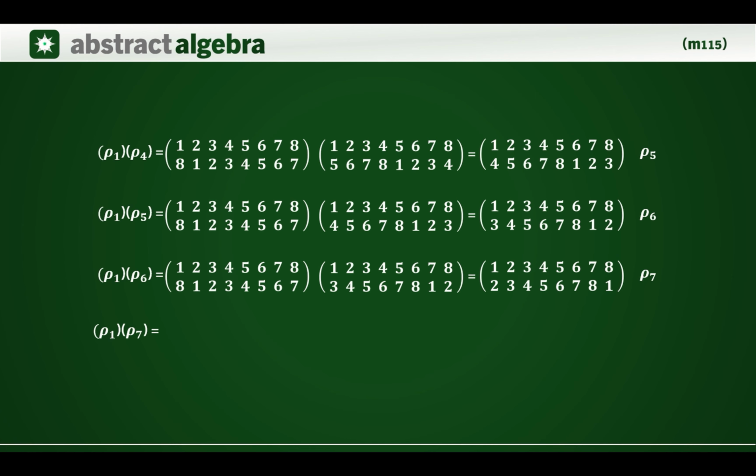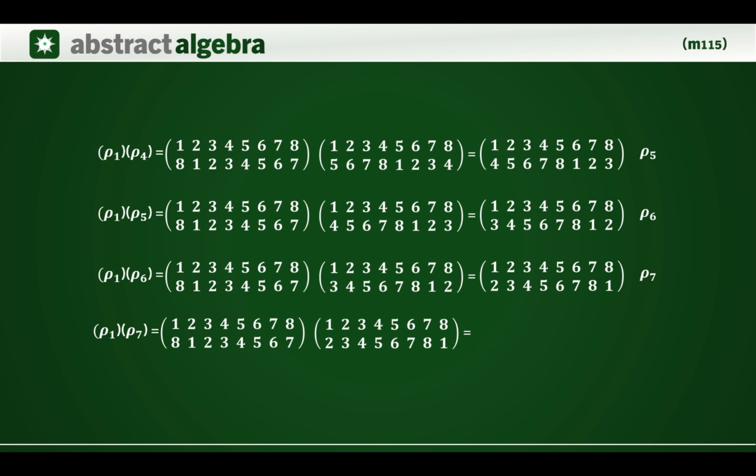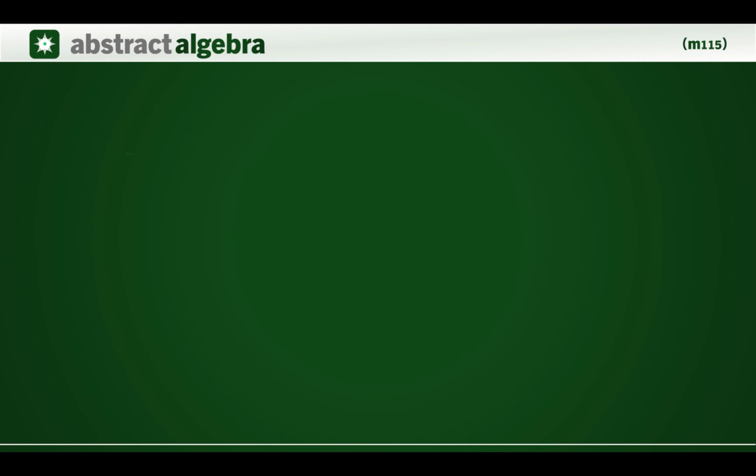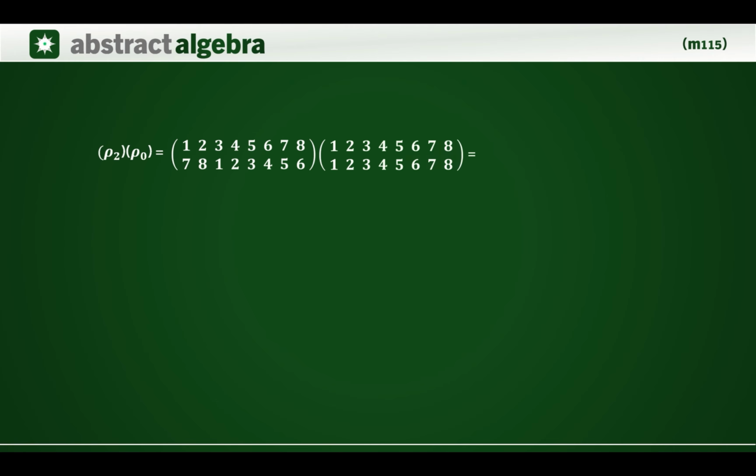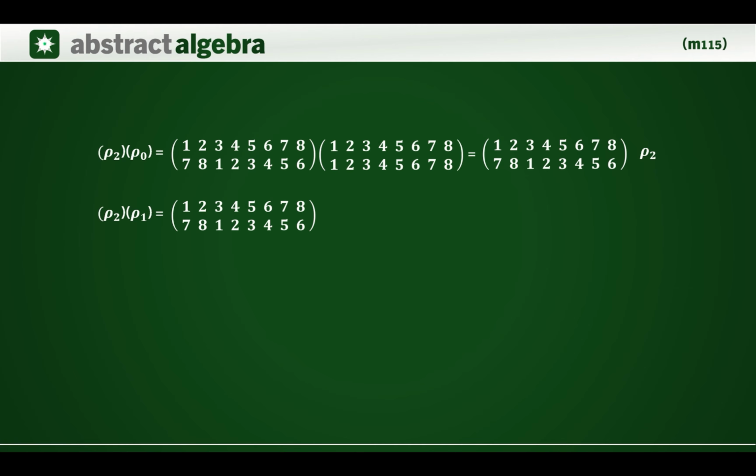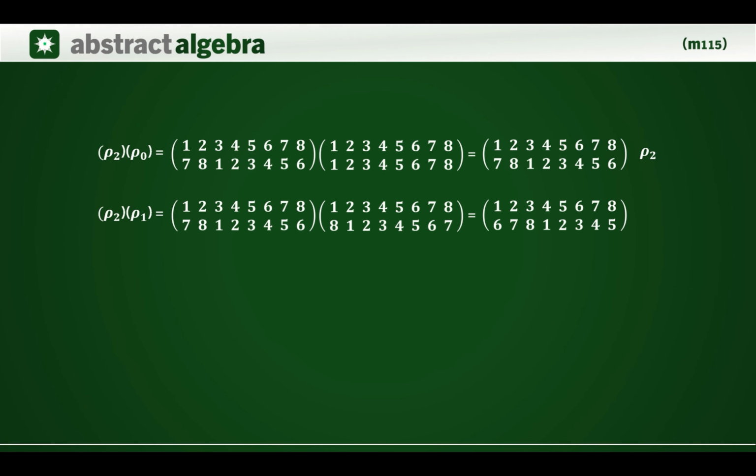Next, the composition of rho sub 1 to rho sub 7 results in rho sub 0. Next, we are going to find the composition of rho sub 2 to rho sub 0. So, the composition of rho sub 2 to rho sub 0 is rho sub 2. Next, we are going to find the composition of rho sub 2 to rho sub 1. So, the composition of rho sub 2 to rho sub 1 is rho sub 3.